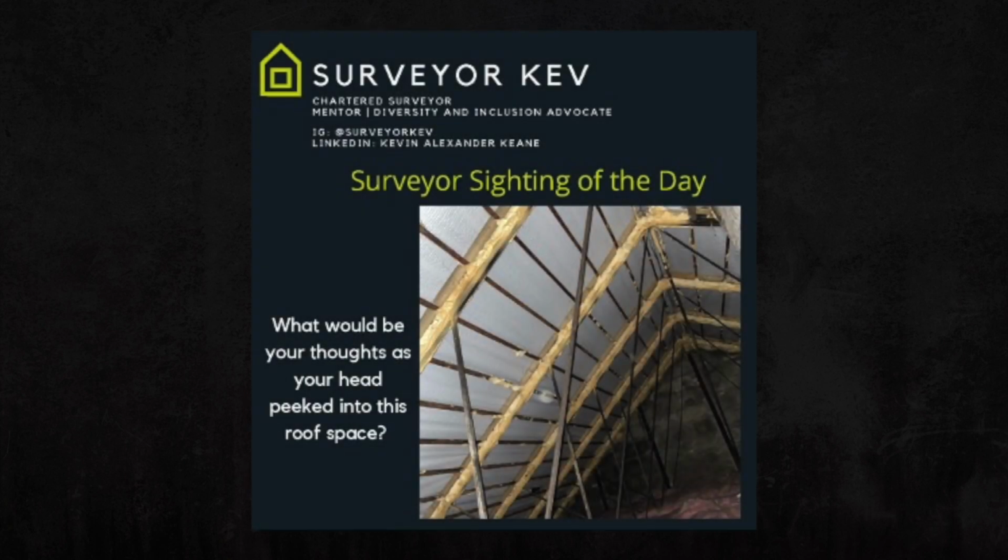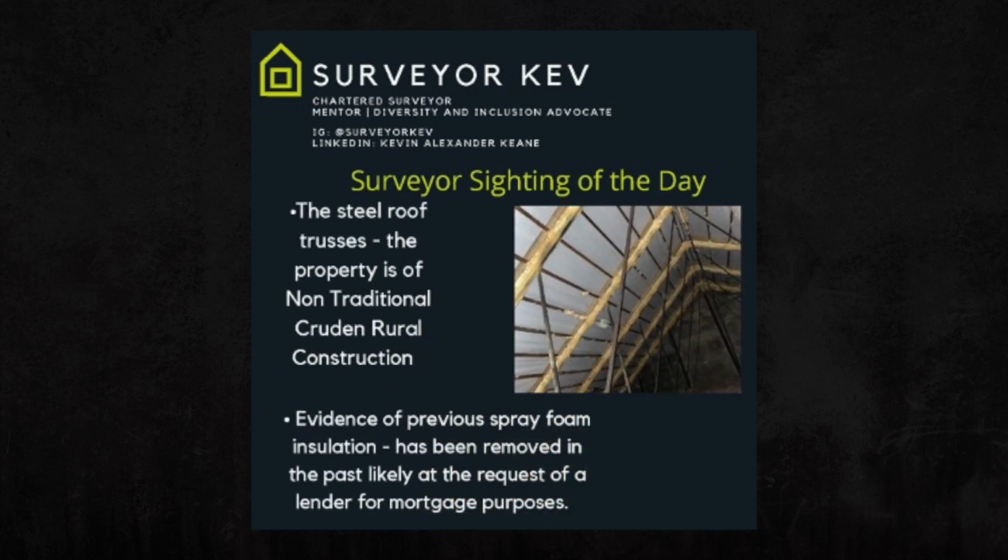So moving on, in the next image, you'll see a roof space. And what would your thoughts be as your head peeked into this? So moving on. Here you go. And this image actually gives us more of a story. And this property is of non-traditional construction, crude and rural. The roof, as you'll see, is of cold rolled steel sections carrying a steel rigid grid covered with interlocking concrete tiles. Mortgageability of this house type is down to individual lenders' criteria, as it's of non-standard construction.